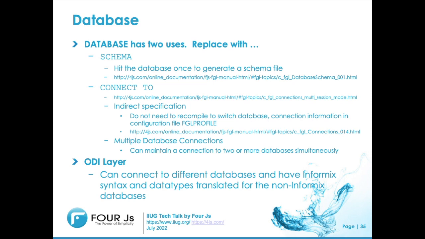CONNECT is used to connect to a database, and it allows multiple database connections at a time, which the existing DATABASE command did not. We've also added the concept of indirect specification, which if used properly, means you do not need to recompile your application to point at a different database, test or live, etc. The physical location of the database can be held in a configuration file, which we call FGLPROFILE. The ODI layer also exists for you to use an alternate database. In this audience, I'll assume we're all tied to Informix, but if there's another database in your mix, your Genero application can connect to it, and your Genero application can connect to your Informix database and another database at the same time. So there's a bit of potential improvement in your code base and development environment on how you connect to databases.